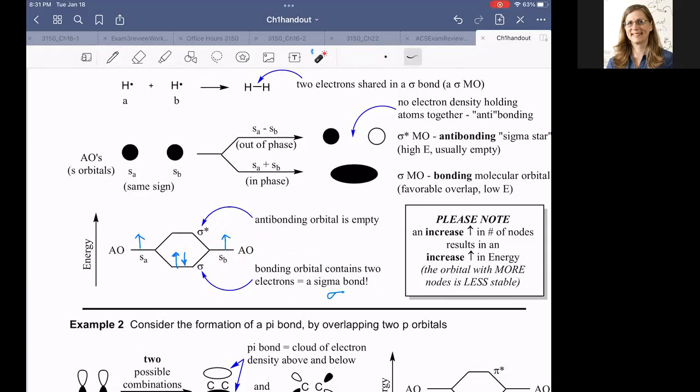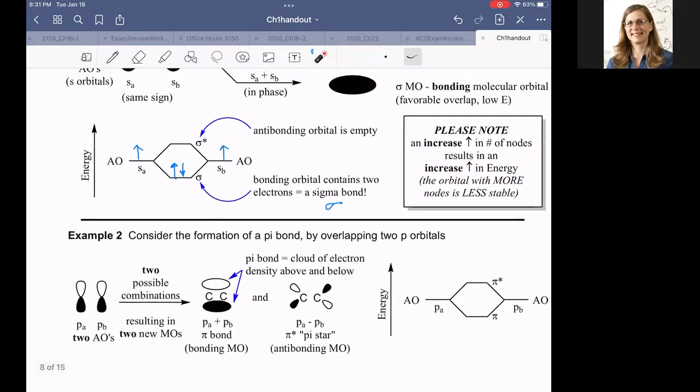Okay, so one thing we can note here again is as we increase the number of nodes, that is going to be increasing our energy, right? This has a node, so it is a higher energy. The antibonding is higher energy than this one that has no nodes. The orbital with more nodes is less stable, higher in energy. This is a theme we're going to be seeing down the road when we look more closely at MO theory. We're doing just a smidge of MO theory right here. Hopefully this is reviewing some material you've seen in general chemistry. Again, we'll come back to this much later in the course.